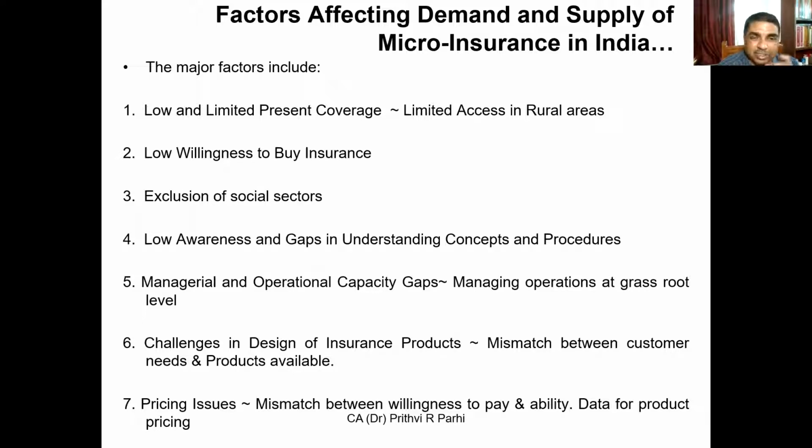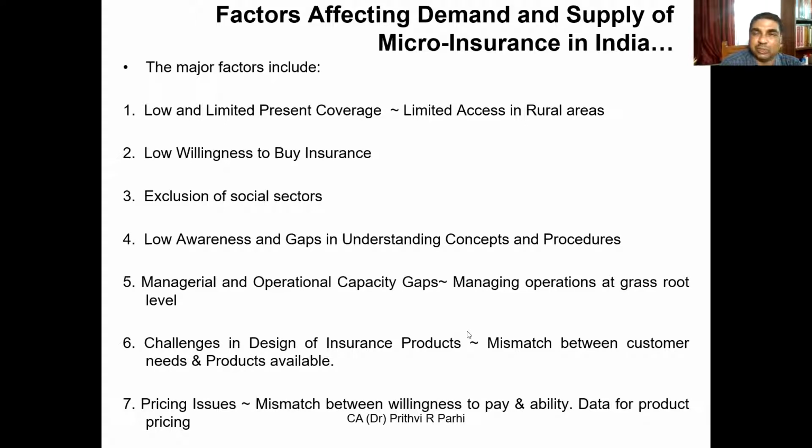Okay, there are managerial and operational capacity gaps. That means practically managing these micro insurance products, and meeting the objectives of those products, is a difficult task. Therefore, insurance companies face a lot of challenges in designing a product to suit the requirements of the people. So these are various issues like this.